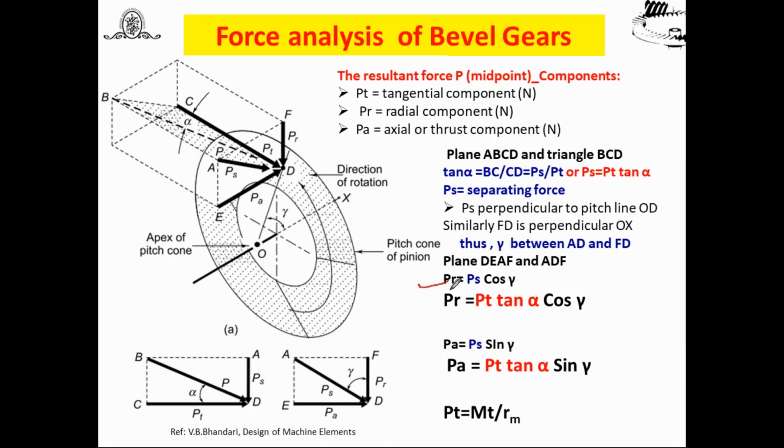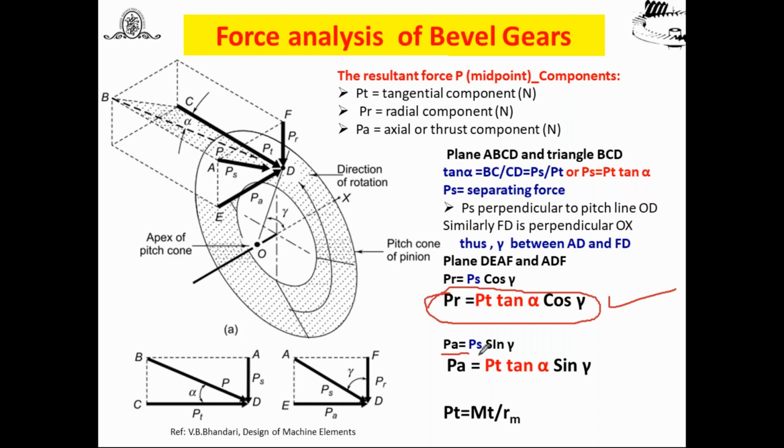From this you will find the PR is equal to PS cos gamma, because we have considered this triangle. Now PS is the separating force, which we have calculated. This PS is nothing but PT tan alpha. You can substitute this value here, so you will get PR is equal to PT tan alpha into cos gamma.